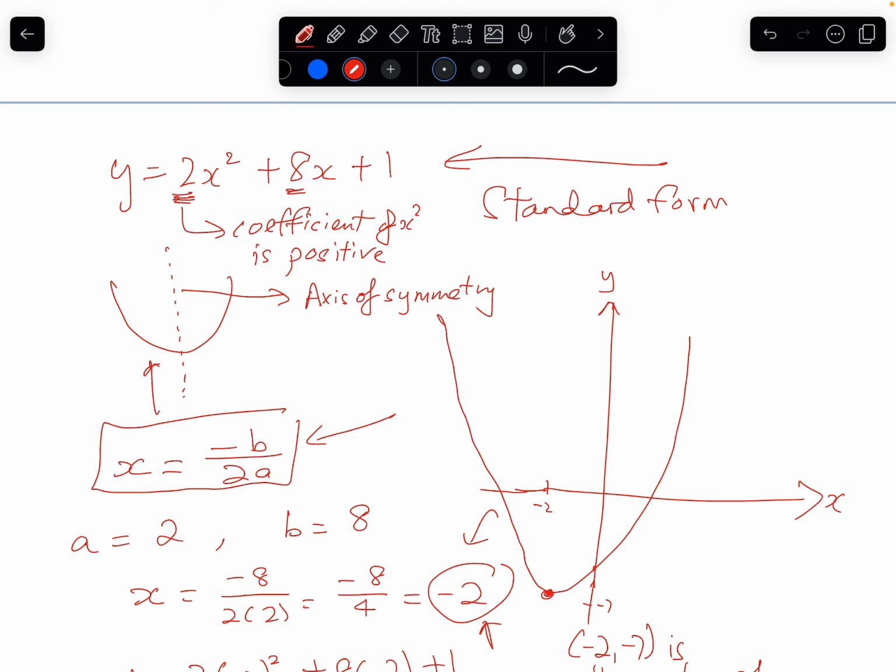Now, I hope this video helps to distinguish between the standard form as well as the vertex form.